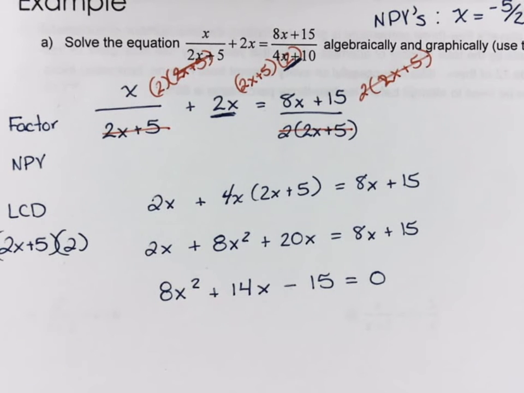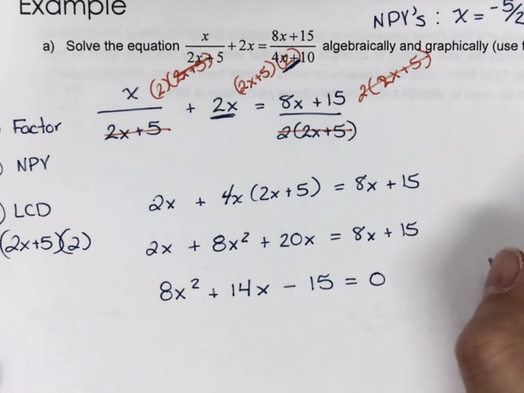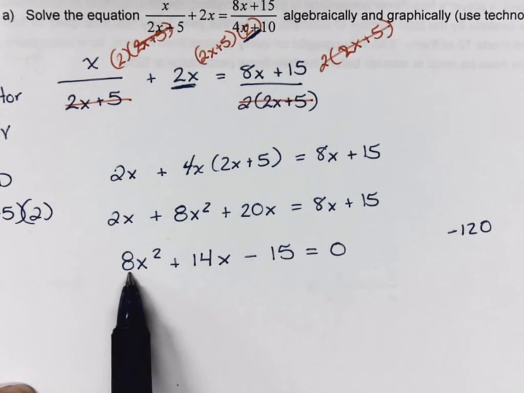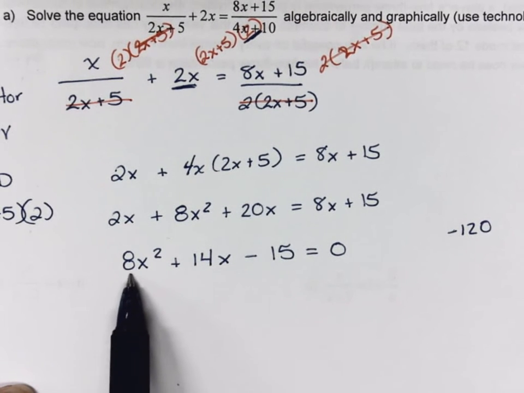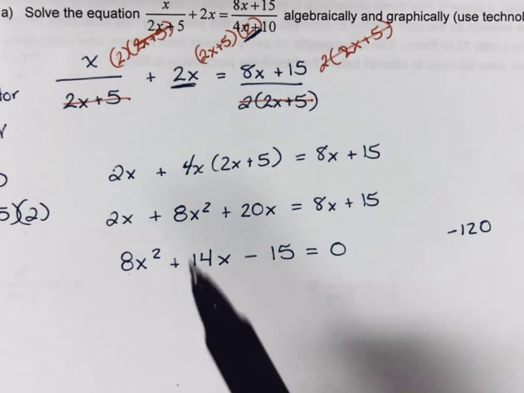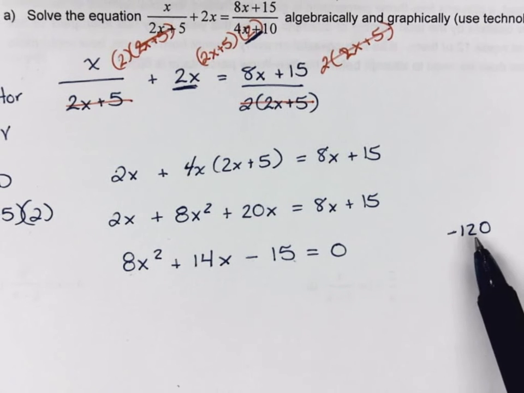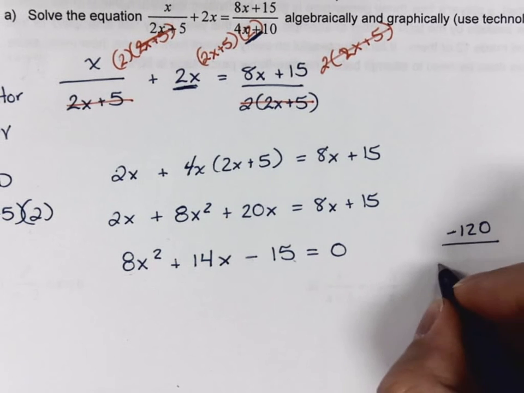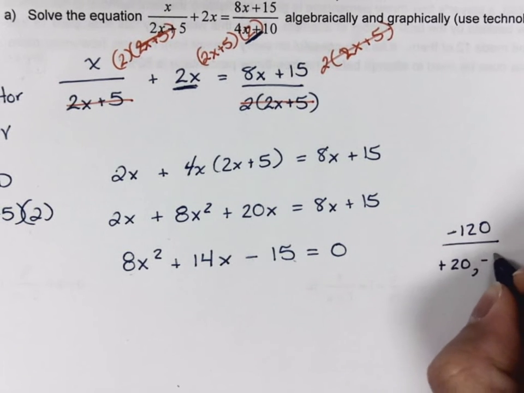Factor? Quadratic formula? Can I factor it? What's 8 times negative 15? Negative 120? Okay, we're factoring. It's a complex trinomial because it has a variable coefficient on the first term. 8 times negative 15 gives me negative 120. What factors of negative 120 add up to a positive 14? Positive 20, negative 6.